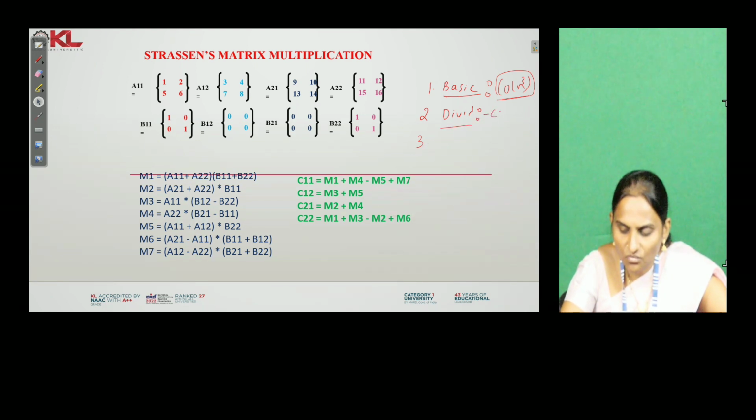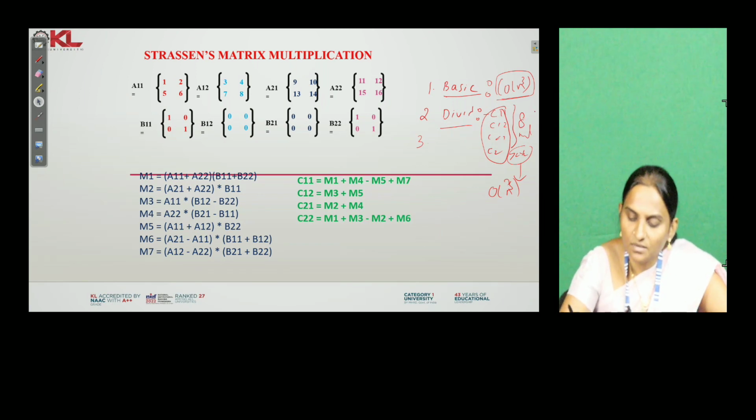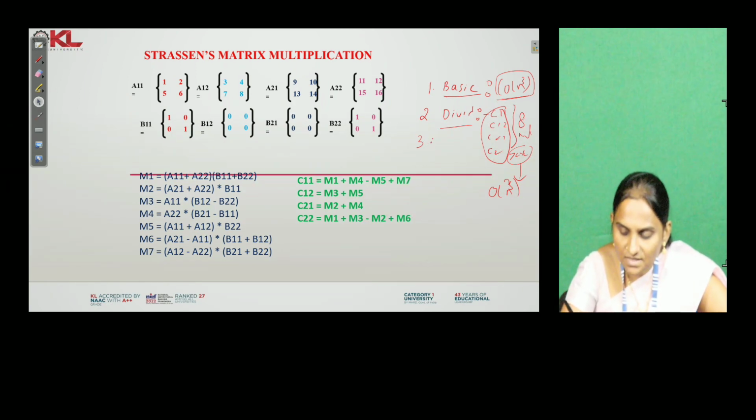Using divide and conquer, there are 4 formulas: C11, C12, C21, C22. In those 4 formulas, 8 multiplication operators are there. If the size of the matrix is greater than 2 by 2, then we divide the matrix into sub matrices, and keep dividing until we get 2 by 2, and apply these 4 formulas. For these four formulas also, the time complexity is order of n cube only, because here we are using 8 multiplication operators.